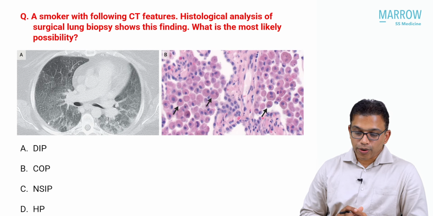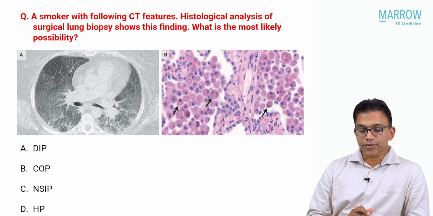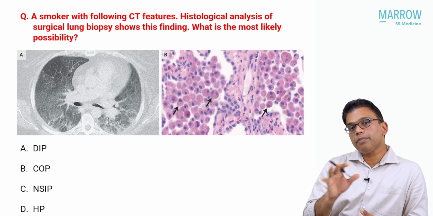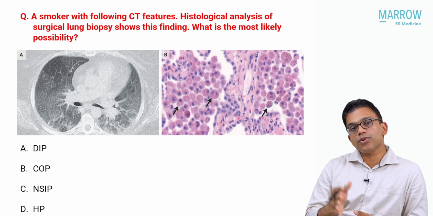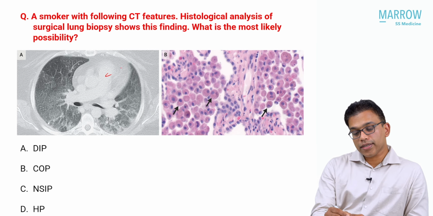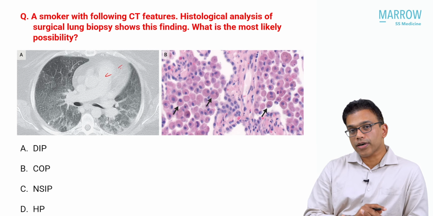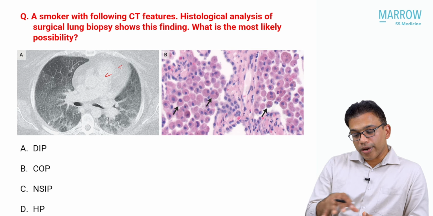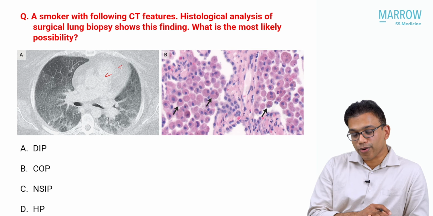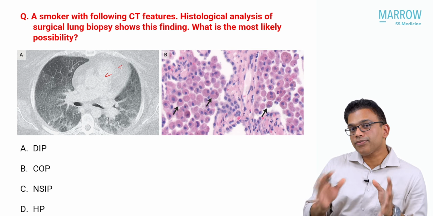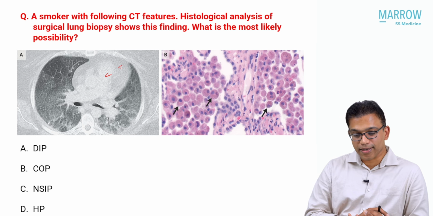A smoker with the following CT features, histological analysis of surgical lung biopsy shows this finding. What's the most likely possibility? This is the best thing that we could have recollected from those who have written the exam. I don't know whether this CT picture or this particular histology was there or not, but I have framed it in such a way that it would be useful for you. I don't know whether this was the correct frame of that question which was asked in the exam.